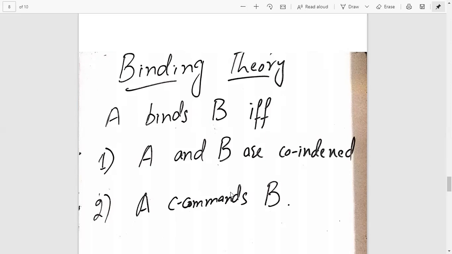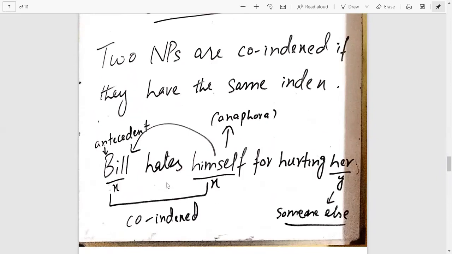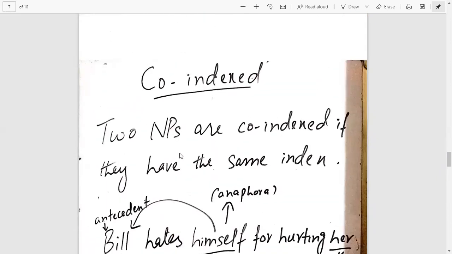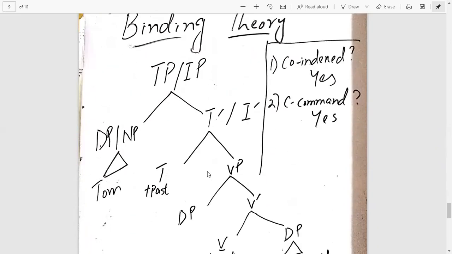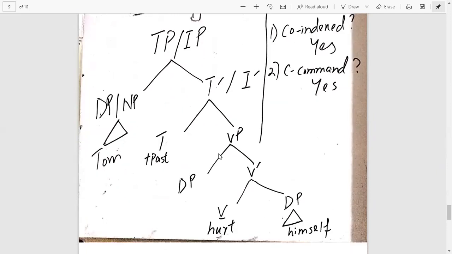So let's see when A and B are co-indexed. We have already discussed the example of co-indexation, so how co-indexation works in a sentence, phrase or clause. Let us look at an example here. So this is an example. I just drew a tree diagram of the sentence here. First of all, the sentence is "Tom hurt himself."